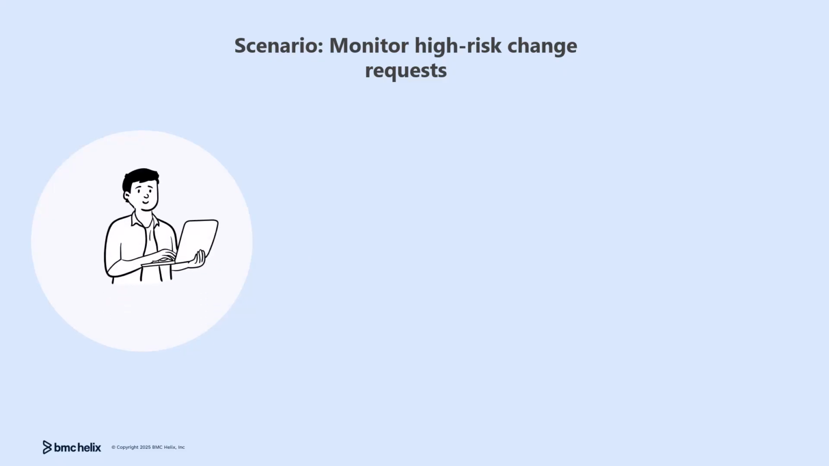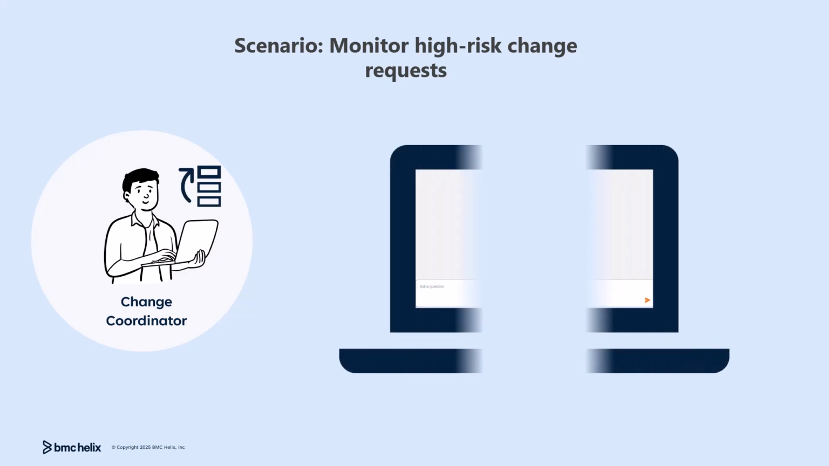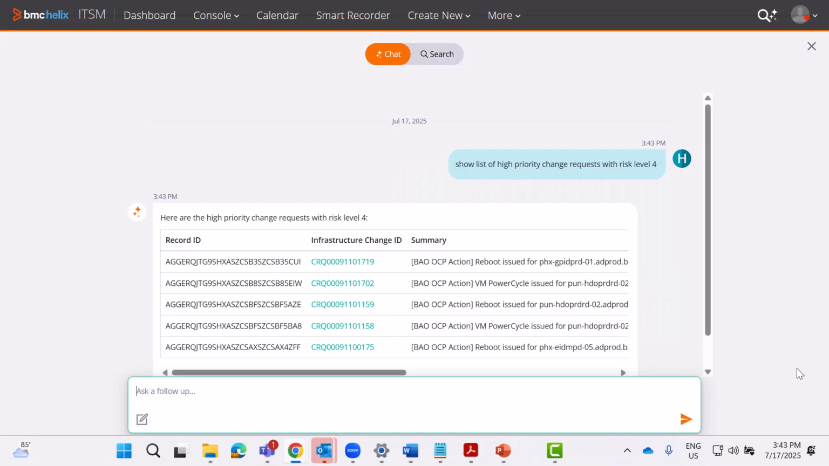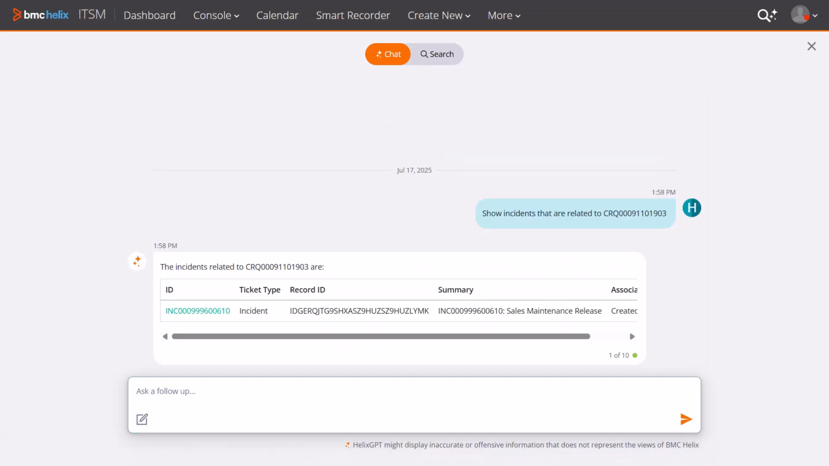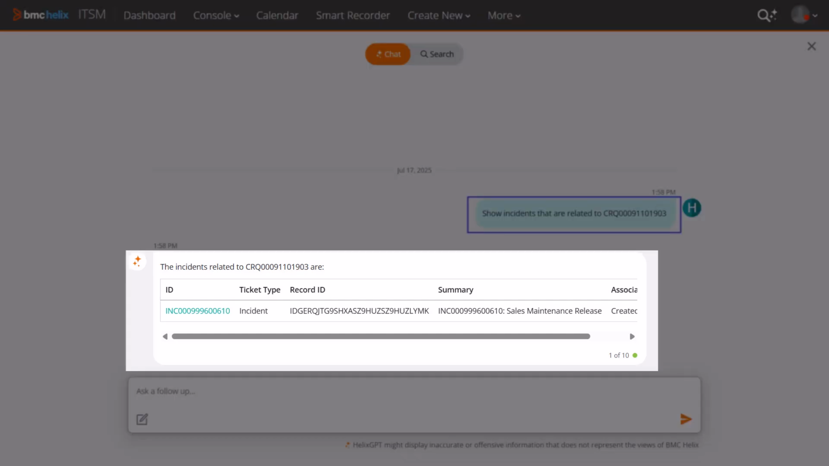Charlie, a change coordinator, wants to track high-priority changes with risk level 4. He types his query in Agentic Chat. Agentic Chat provides a list of matching changes with inline links. He follows up with questions about related incidents and support groups. Agentic Chat gives him everything he needs to coordinate and mitigate risks proactively.